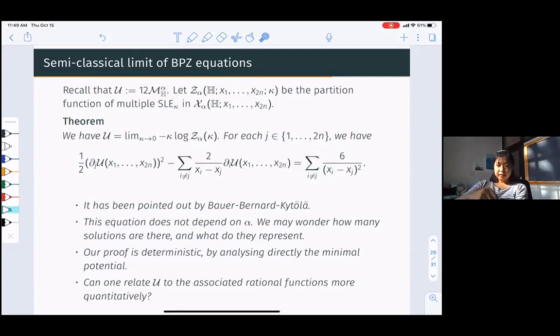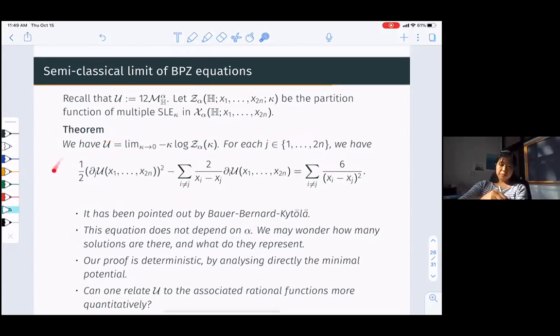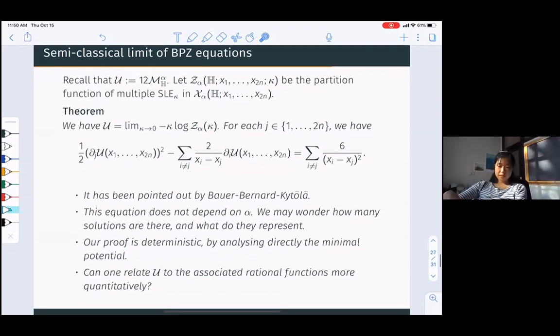And this is actually a semi-classical limit of Belavin-Polyakov-Zamolodchikov, one of them for SLE. And you can guess this equation if you know what equations are satisfied for SLE. But our proof of this result is by direct analysis of the minimal potential, and the proof is quite short and direct.